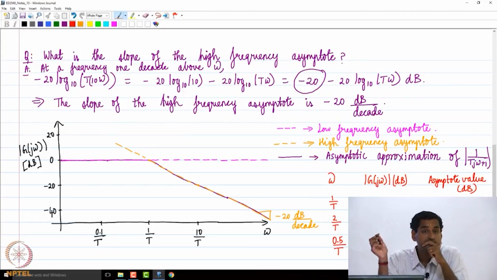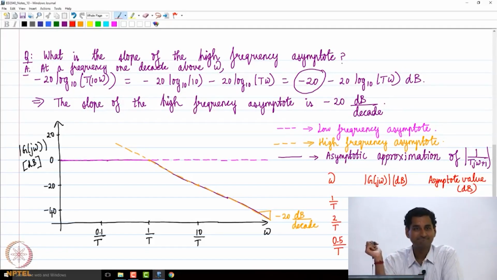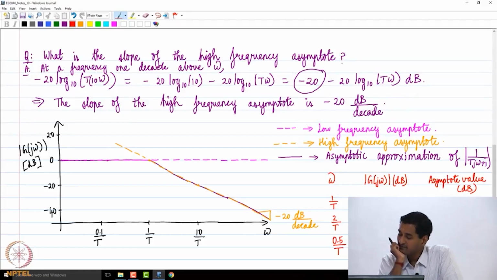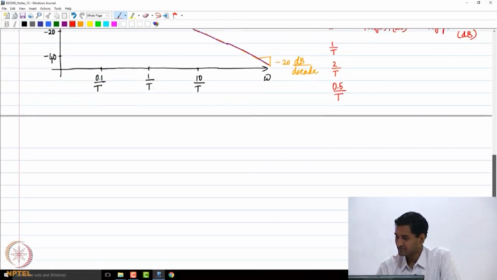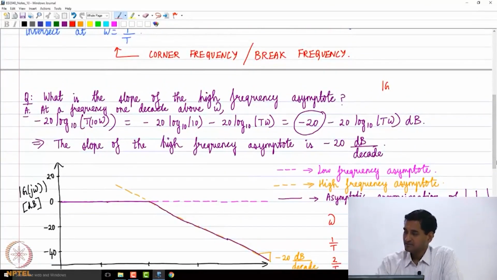Yes, the asymptotic approximation only makes sense at either extreme, so there will be a huge deviation. Good point, that's exactly the purpose behind this exercise. Let's see how huge this deviation is. What do you think will happen to the magnitude of G of j omega, the actual one, in decibels? I think I should scroll a little bit so that it is visible. Let me erase this.